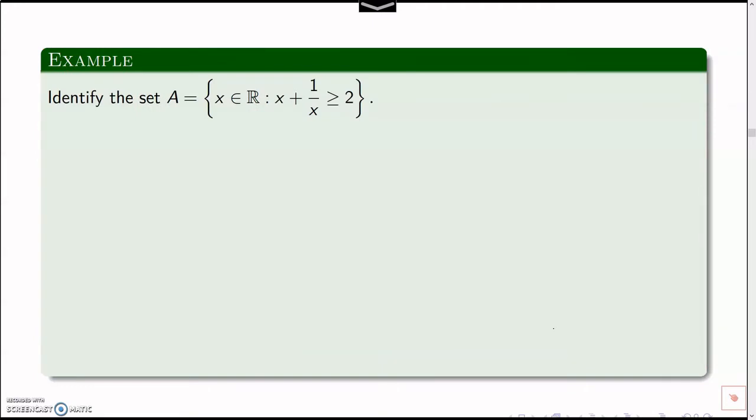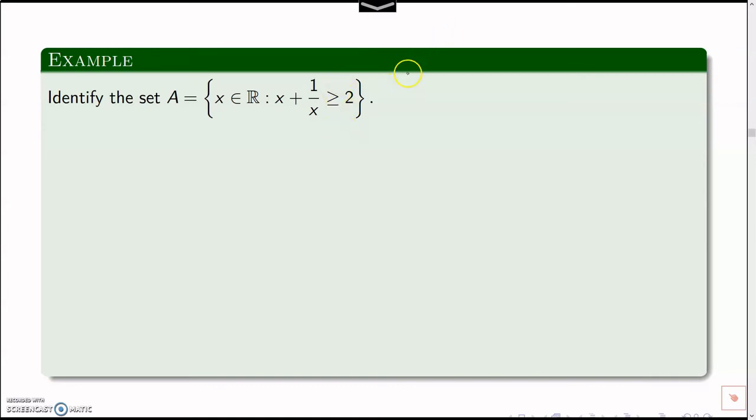Now look at this example. Identify this set. Let's see which elements are coming in this set. Supposing I have a set capital A, which is the collection of all real numbers x such that x plus 1 by x is bigger than or equal to 2. So a number plus its reciprocal should be bigger than or equal to 2. Is there any better way of writing this so that it's easier to see which elements are actually present in this set?